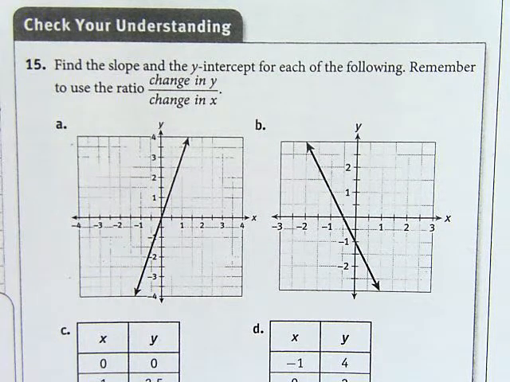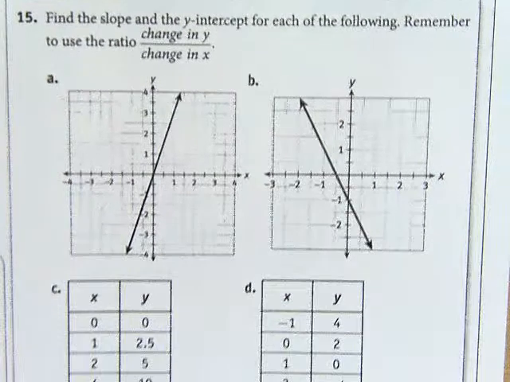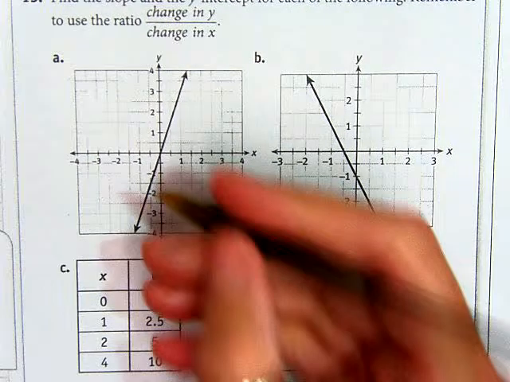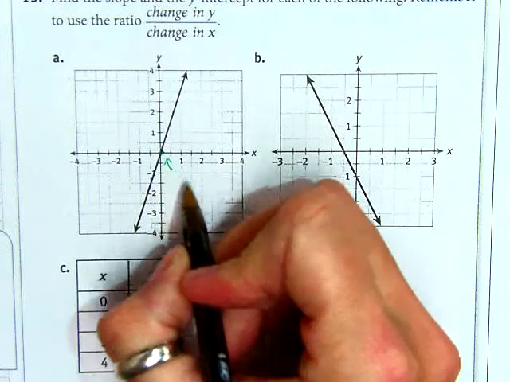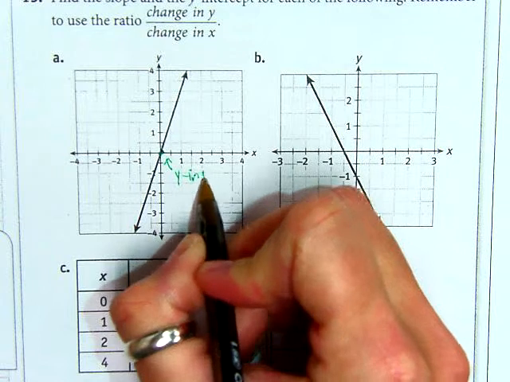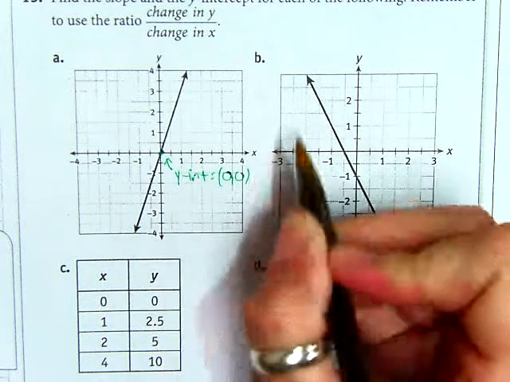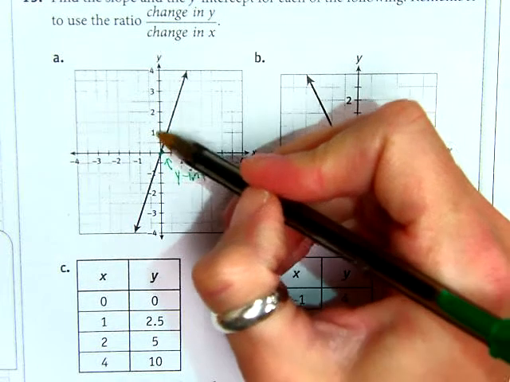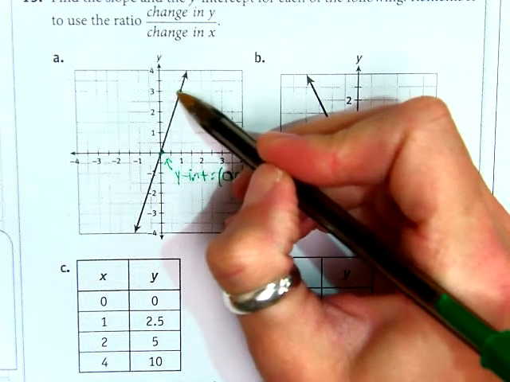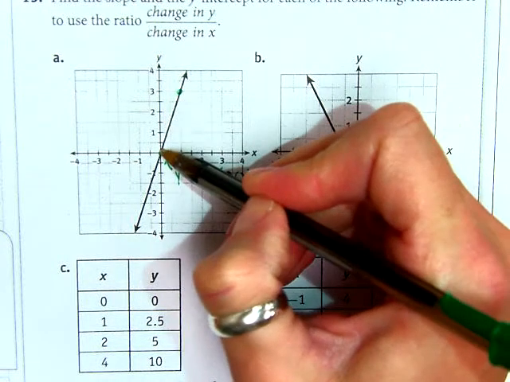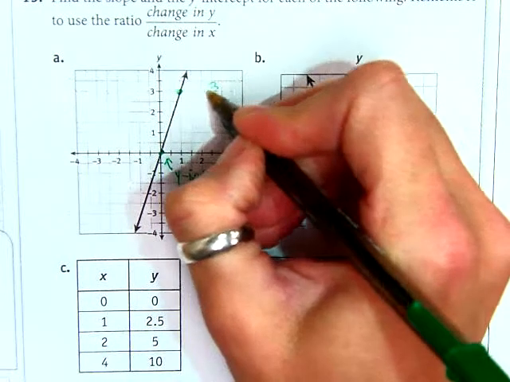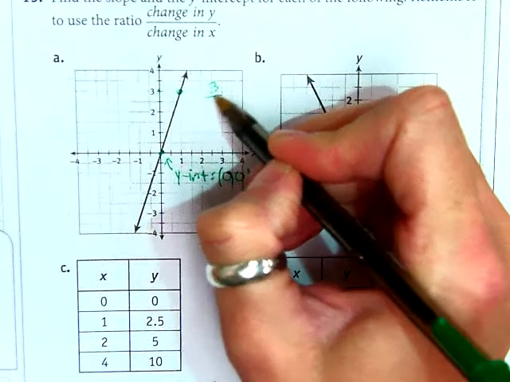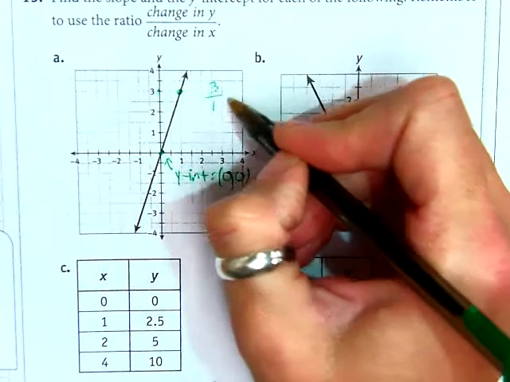Find the slope and y-intercept for each of the following. Remember to use the ratio change in y over change in x. As I'm looking, I need to find some really good points. Right there is where the graph crosses the y-axis, so that is our y-intercept, which is at 0, 0. Now I need another good point. From my y-intercept, I go up 1, 2, 3, and then over 1. So 3 over 1 is going to be my slope.